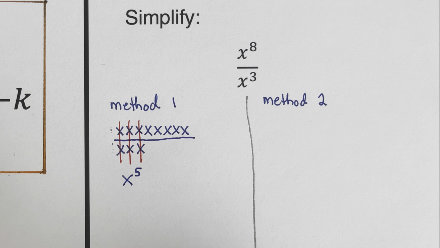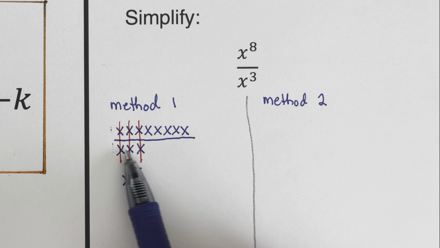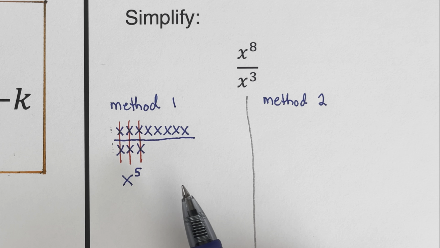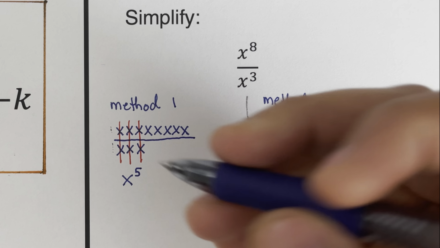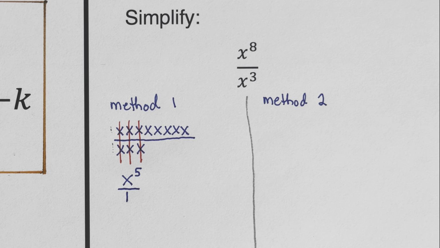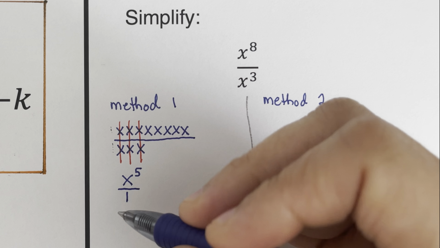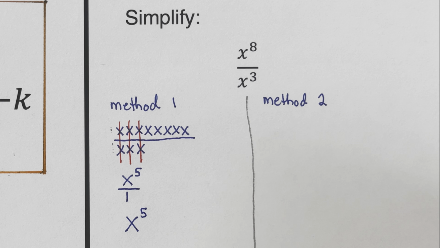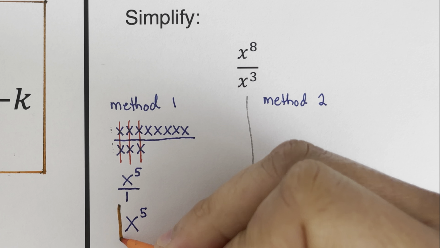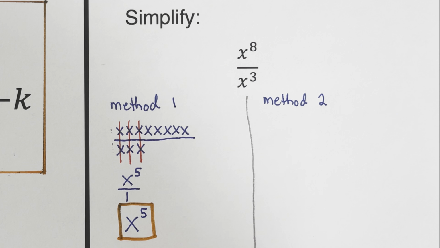Now others are going to say that the leftover for the bottom is 0 because everything is crossed out. That is not correct, because if everything is crossed out, remember there was an invisible 1 before these x's. That means this is actually over invisible 1, or over 1. But we don't have to write this 1. We can just have the 1 invisible. So our final answer is x to the 5th power. This is the simplified version of the expression that we have up there.